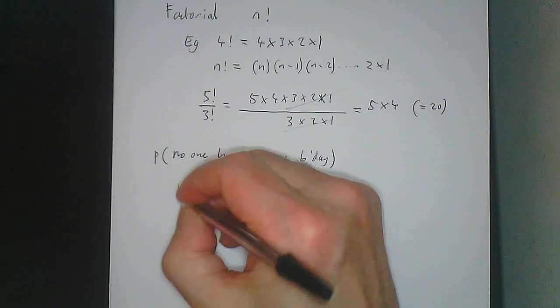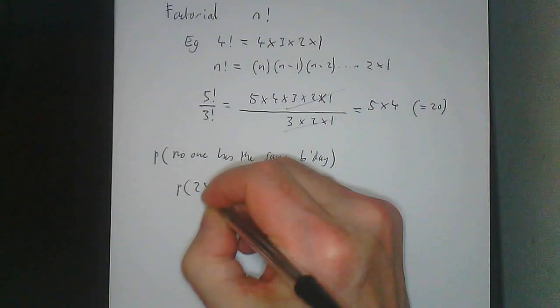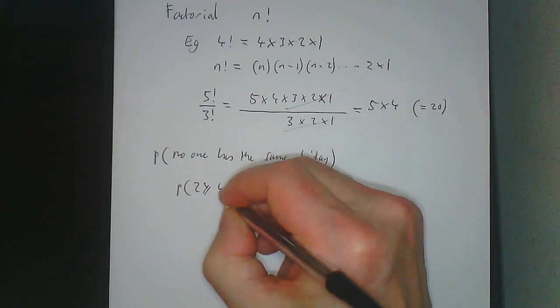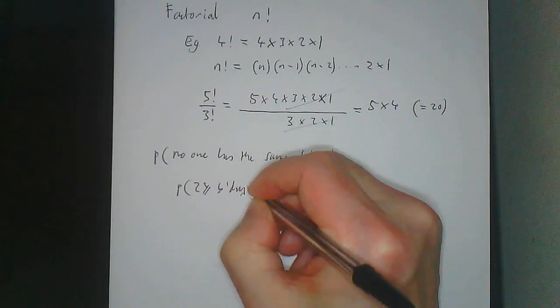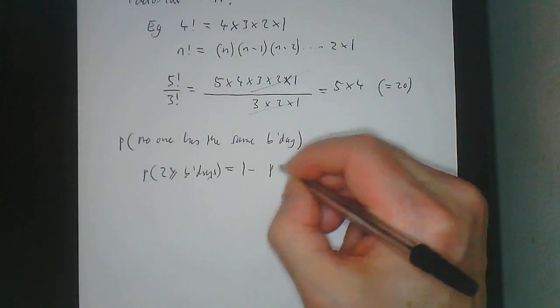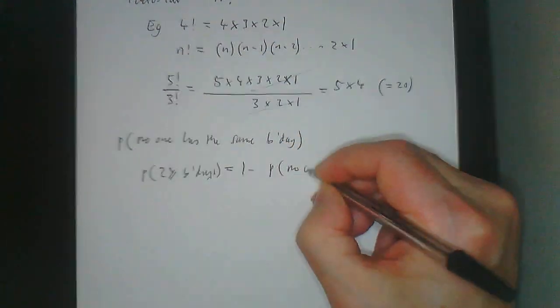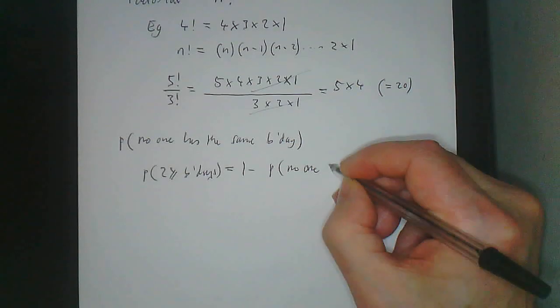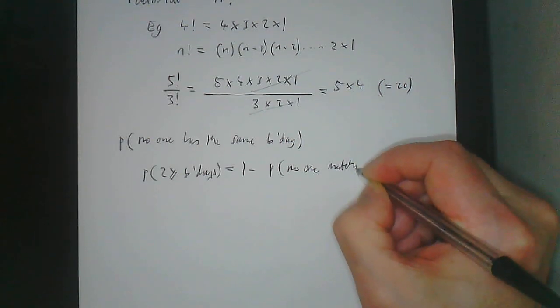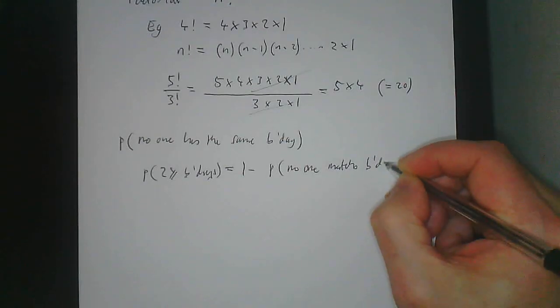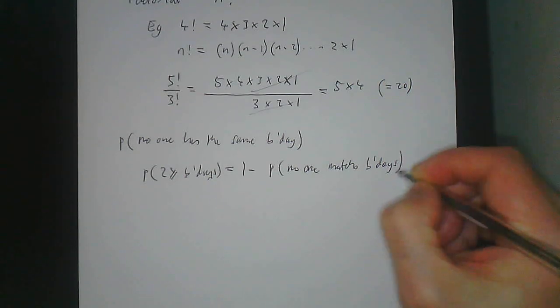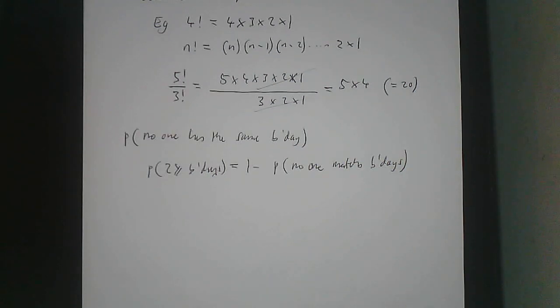So we can say the probability of two or more people having the same birthday must equal 1 minus the probability that no one matches birthdays. So let's just think about the probability no one has matching birthdays.